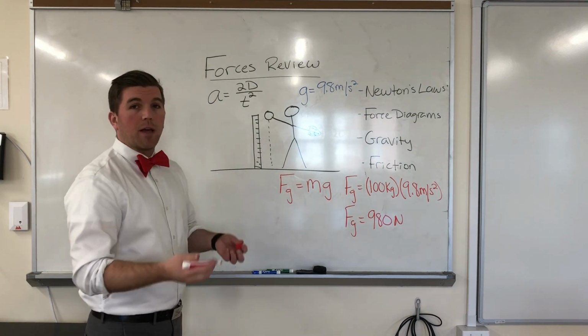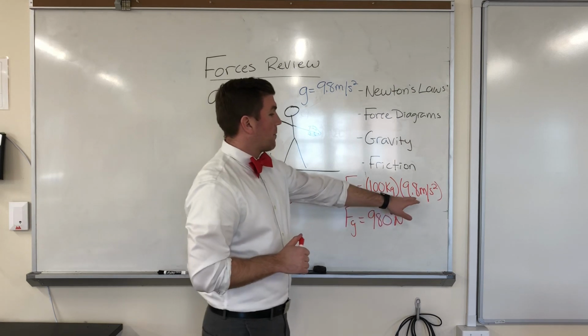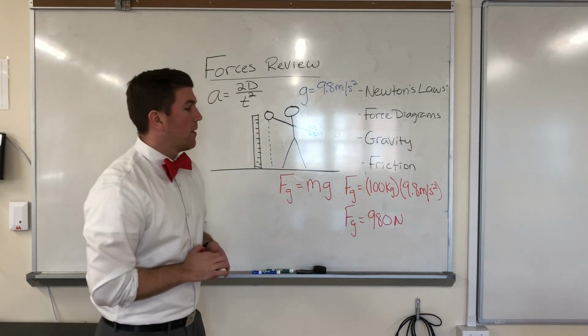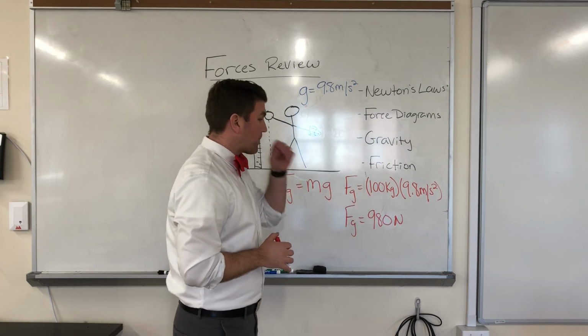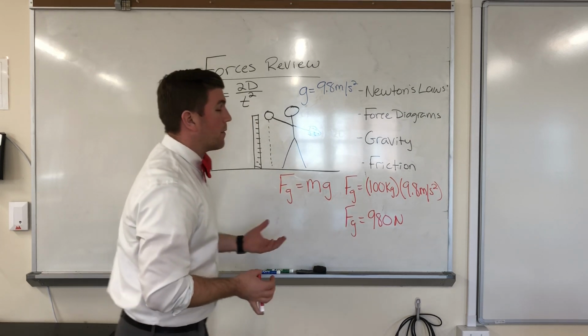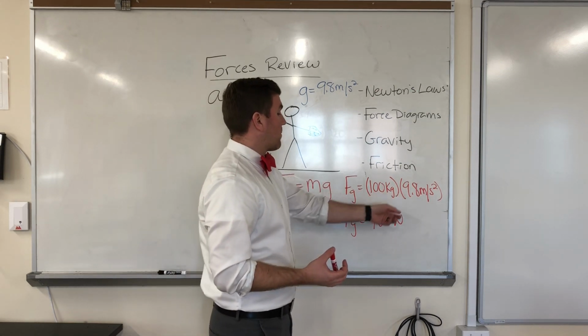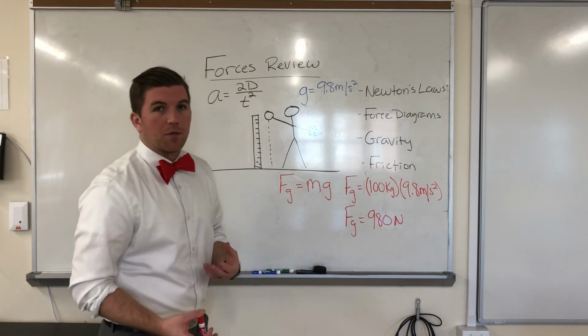Now if you went to a different planet, that could be different. Perhaps the moon is roughly 1.6 meters per second squared, so this person would only have 160 newtons of force on them if they were standing on the moon. If you went to somewhere like Jupiter, where the gravity is much larger, you would have a much larger force on you on the surface of Jupiter.